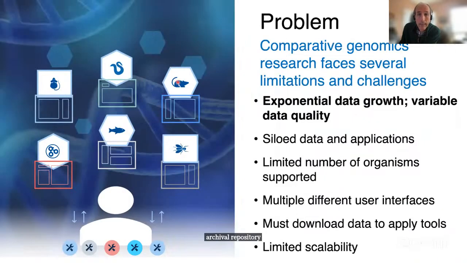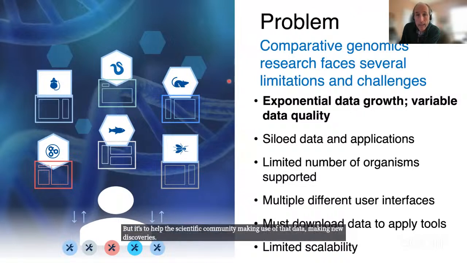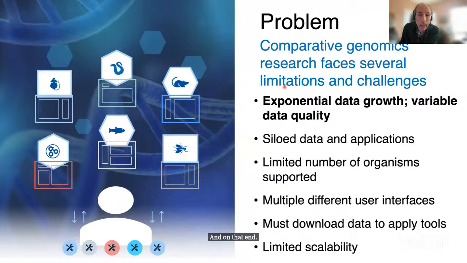But as successful as INSDC has been, the goal is really not just about archiving data, but to help the scientific community make use of that data, making new discoveries. And on that end, we've long recognized there are some foundational problems to making this work. One is this issue of exponential data growth. More data is great, but there are issues with data quality and accessibility.